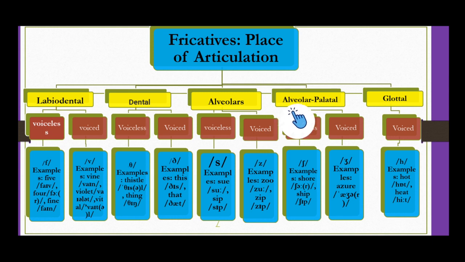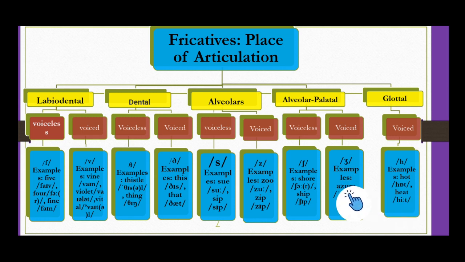Now we have alveolar palatal or post alveolar. The part of your roof of mouth which comes after alveolar is known as alveolar palatal or post alveolar. So we have post alveolar sounds, they can be voiceless or they can be voiced. The first post alveolar we have is sh, and the second one is j. So sh is voiceless and j is voiced. Examples of sh can be she, shoe, shame, and examples of voiced j can be television, pleasure, measure.